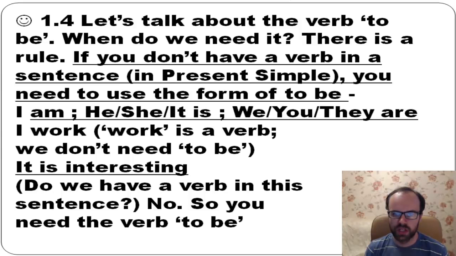Let's talk about the verb to be. When do we need it? There is a rule. If you don't have a verb in a sentence in present simple, you need to use the form of to be. Am, is, or are. I am. He, she, it is. We, you, they are. I work. Work is a verb. We don't need to be. It is interesting. Do we have a verb in the sentence? No. So you need the verb to be. Good.